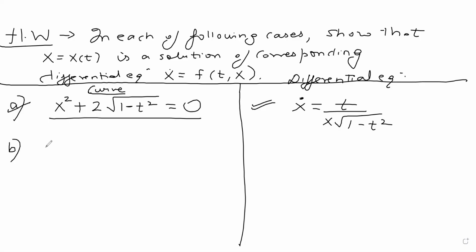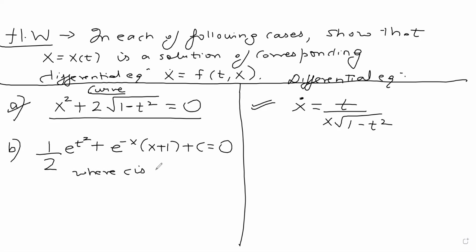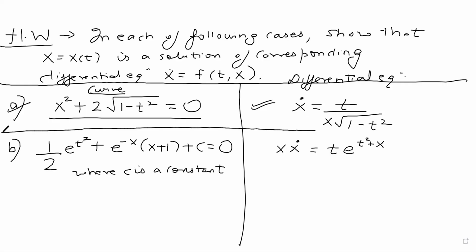Similarly, part B, we are given half e to the power t square plus e to the power minus x times x plus 1 plus c equal to 0, where c is a constant. Again, the differential equation is given to us: x times x dot is equal to t e to the power t square plus x. This is part B. Again, we need to show that this is a solution of this differential equation.